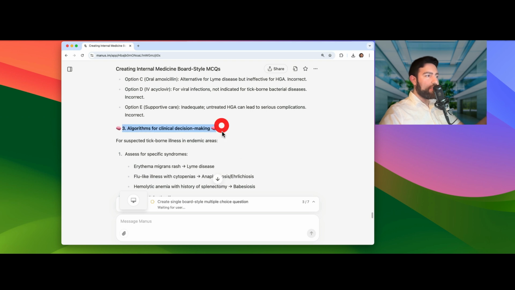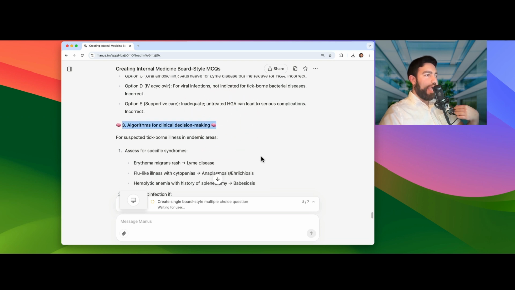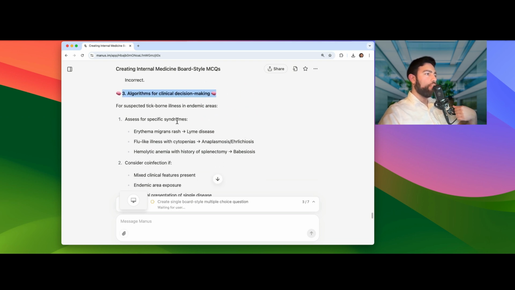This is the third step of the 5-step method, the algorithms for clinical decision making. So, assessing for specific syndromes. First, easy: erythema migrans rash, think about Lyme. Flu-like illness with cytopenias, think about either anaplasmosis or ehrlichiosis. Remember the other co-infection. If you had a picture with hemolytic anemia with a history of a splenectomy especially, you would think about babesiosis.